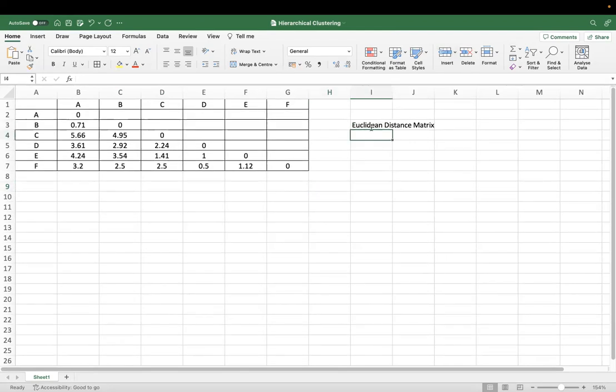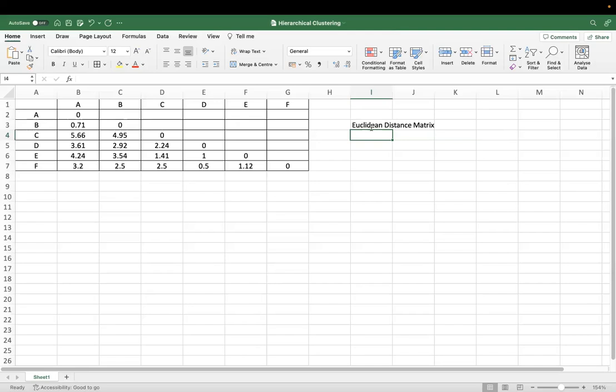So the Euclidean distance between A and B is 0.71. Between A and C is 5.66. A and D is 3.61. A and E is 4.24. A and F is 3.2. Between B and C is 4.95. B and A is 0.71. You already have the distance.